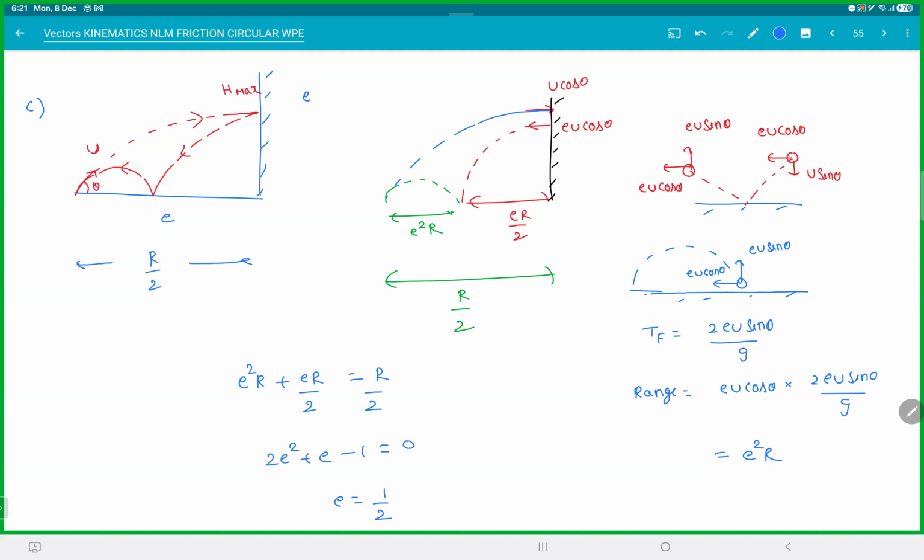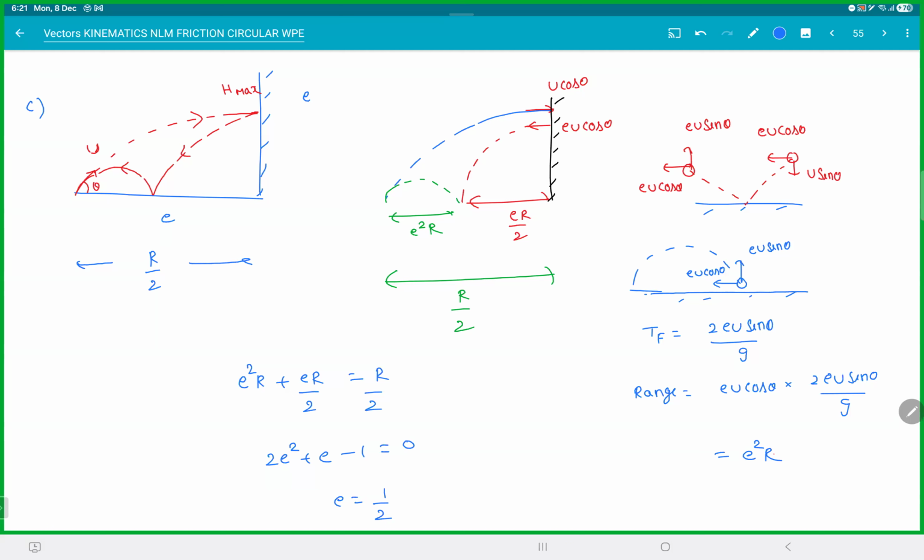So when you hit the wall, horizontal component changes. Basically, velocity will become e times only along the normal. When you hit the floor, vertical will change. But understand, when you hit the floor, the horizontal already changed. So after hitting the floor, both the components become e times. So the range becomes e square R.